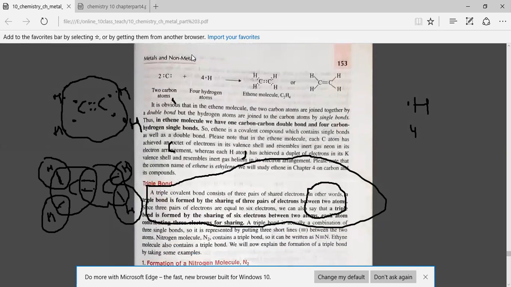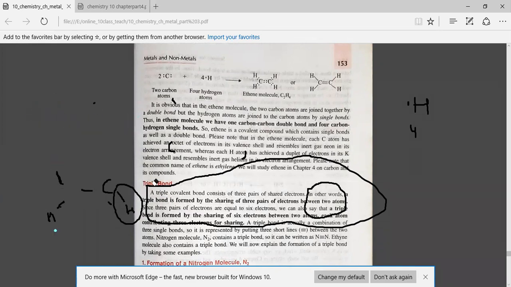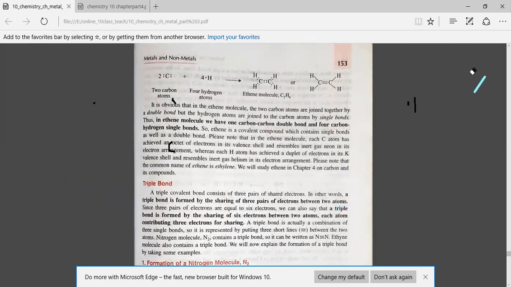Now the last case is the triple bond. In a triple bond we have sharing of three pairs of electrons between the two atoms. Write the heading triple bond, and in triple bond you have to write: a triple bond is formed by the sharing of three pairs of electrons between two atoms.